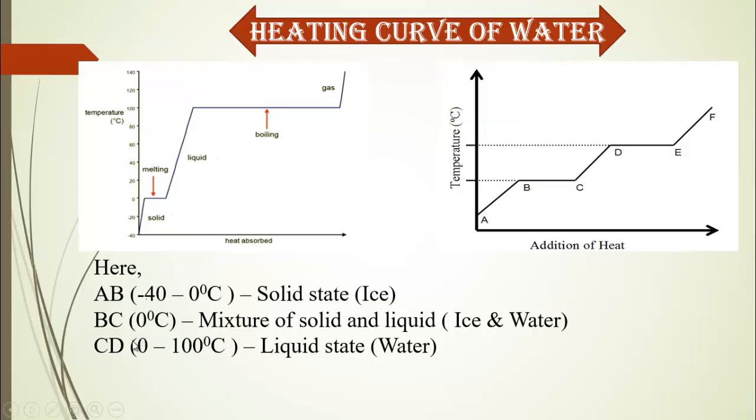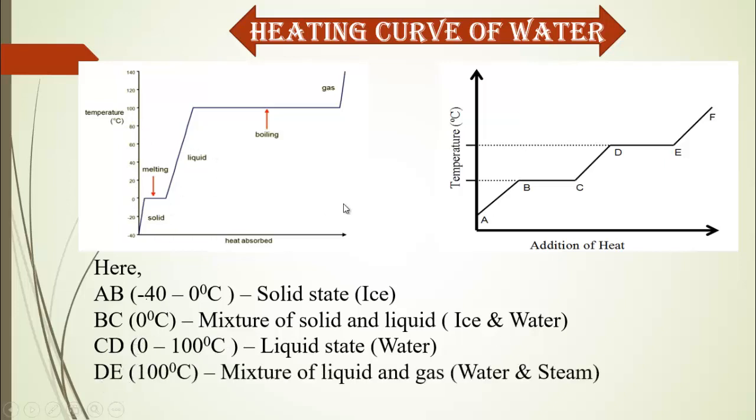And at 100 degree centigrade, that is the D to E portion, here we will see the mixture of liquid and gas. That means here liquid and gaseous states coexist, and above 100 degree centigrade, that is the E to F portion, in this region water is present totally in gaseous state. So I hope you understand. This is the heating curve.